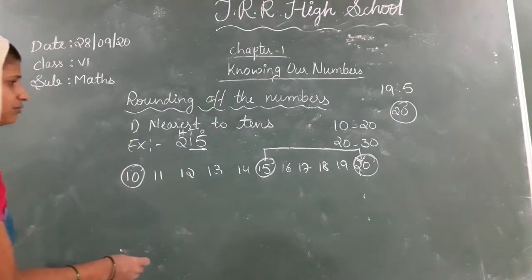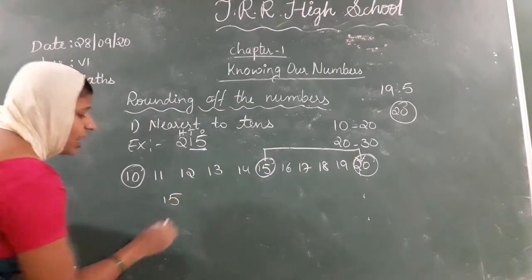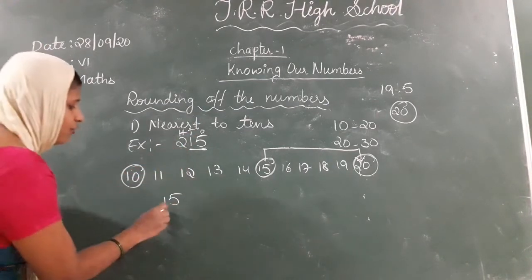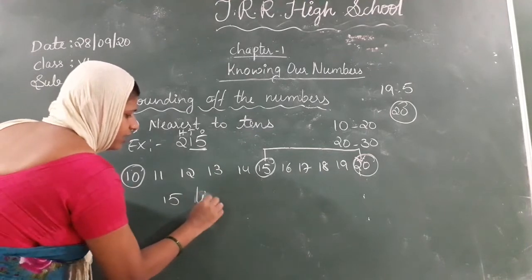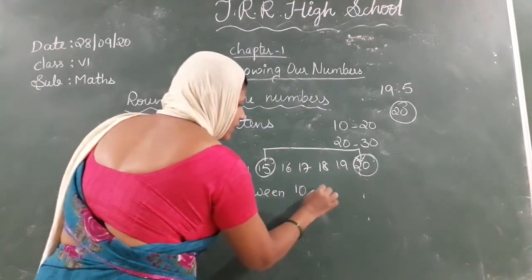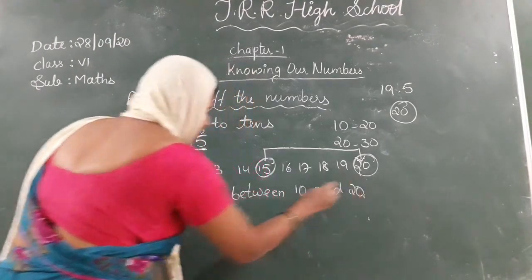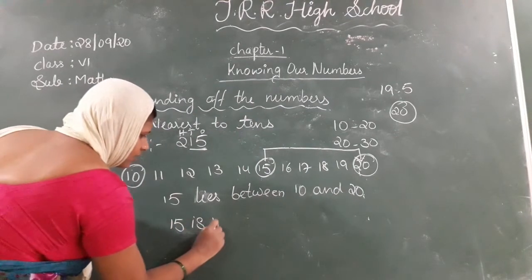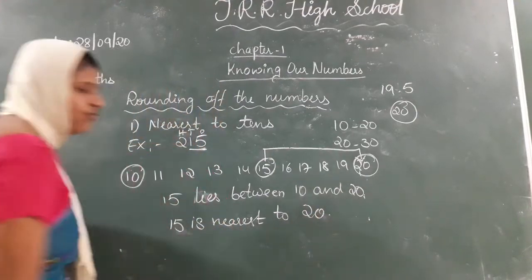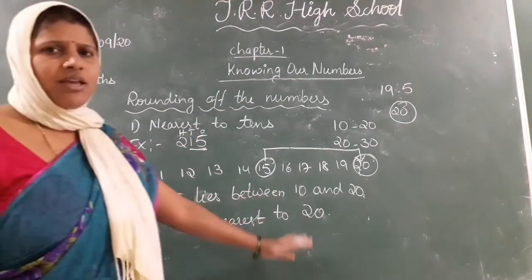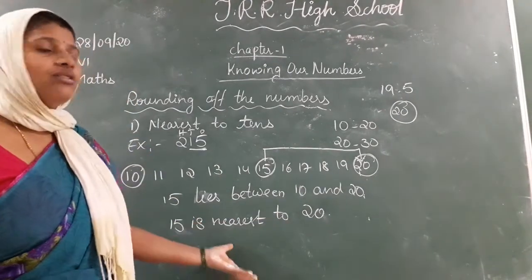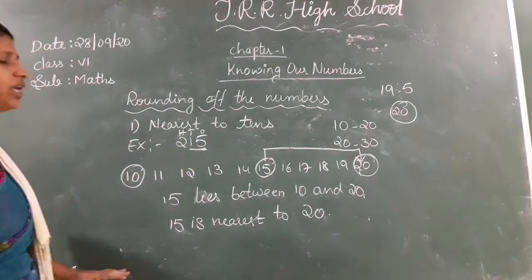So how to write here? You have to consider only the tens place. You leave the 2. Now 15 lies between 10 and 20, and 15 is nearest to 20. Up to here it is the same. Now what do you have to write? At the end we write the conclusion. So the actual number is what? 250. Now you have to take the 250.